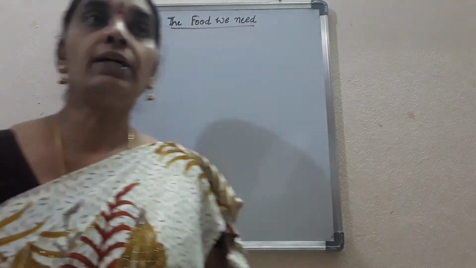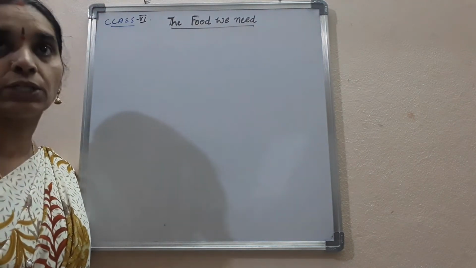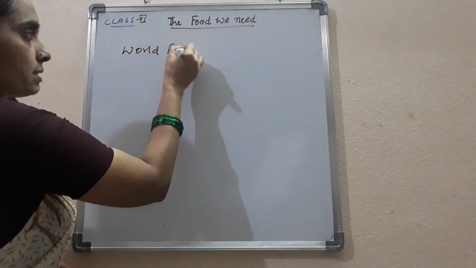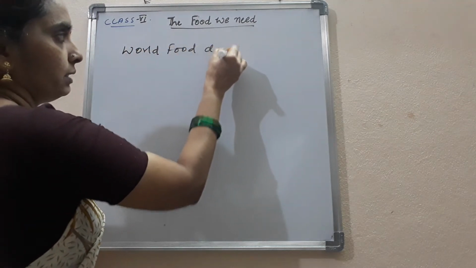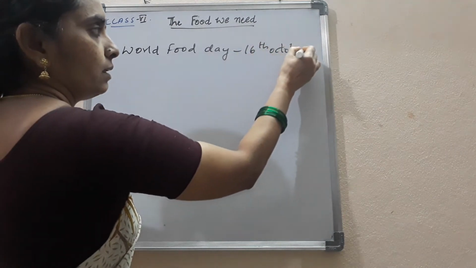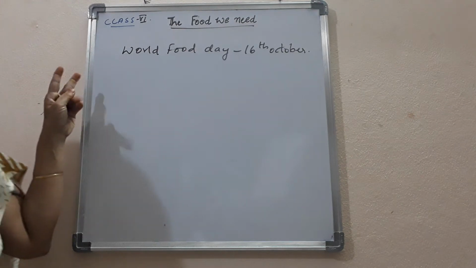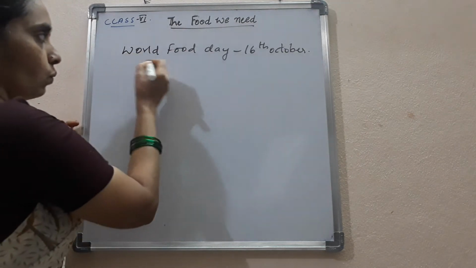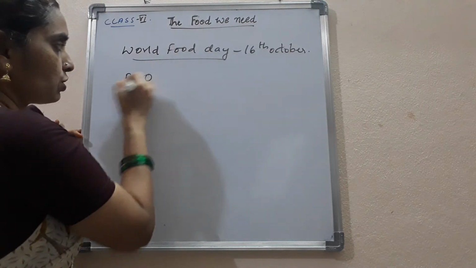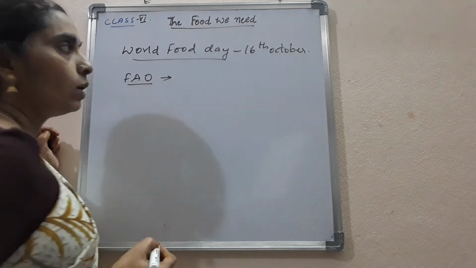Yes, children, World Food Day is celebrated every year across the world on 16th October. It's the founding date of FAO. Why is it celebrated? It's celebrated on the occasion of the founding day. FAO was founded on that day.